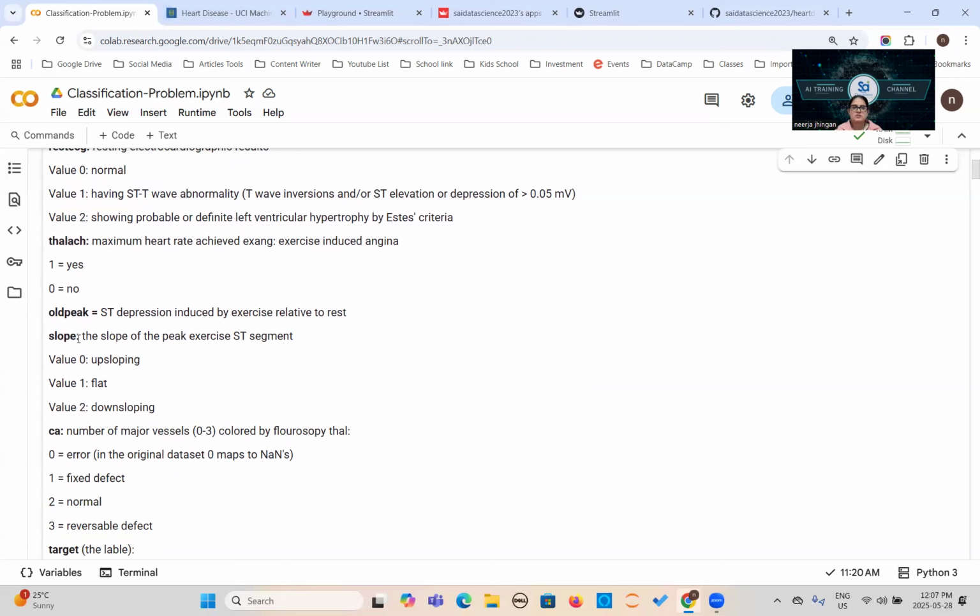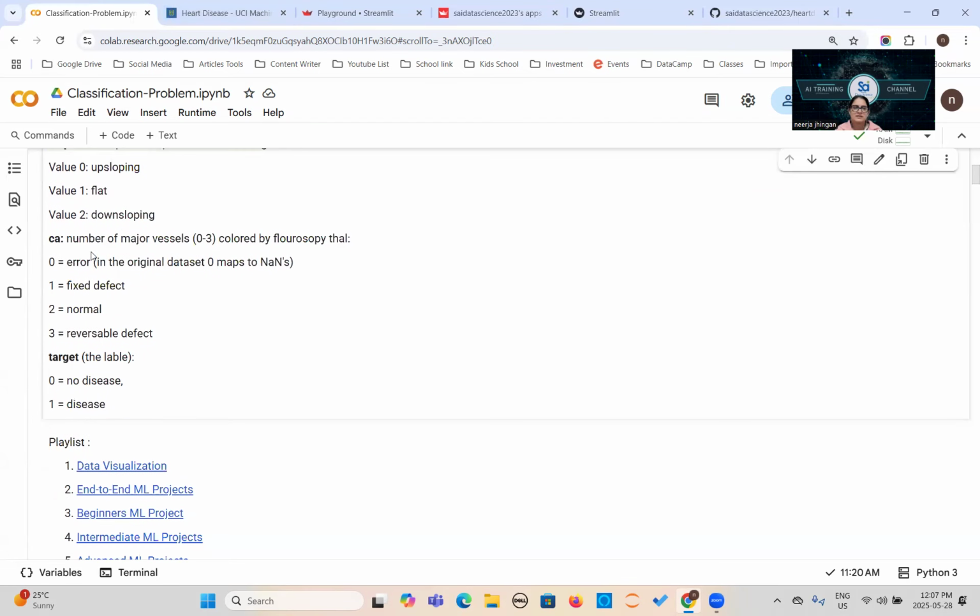So this is oldpeak, this is the slope of the peak exercise ST segment, and CA is the number of major vessels. This is the most important actually. Okay. And then this is the target, what we want to predict. So this is just quick information about our dataset, that is a heart disease dataset. They have removed the patients' names due to confidentiality.